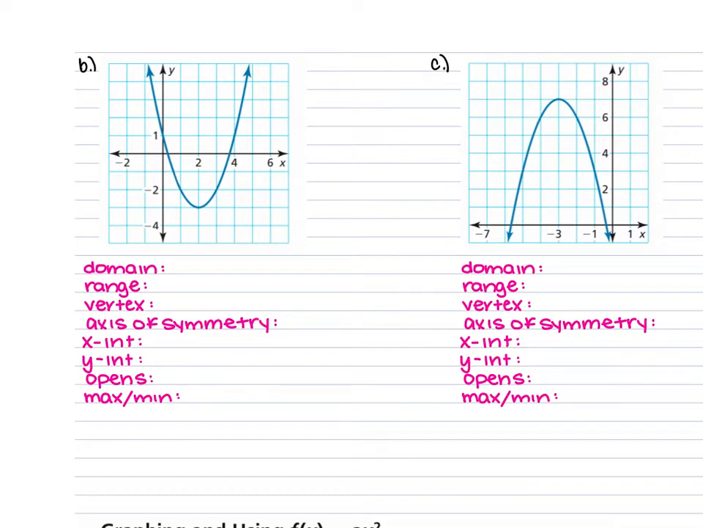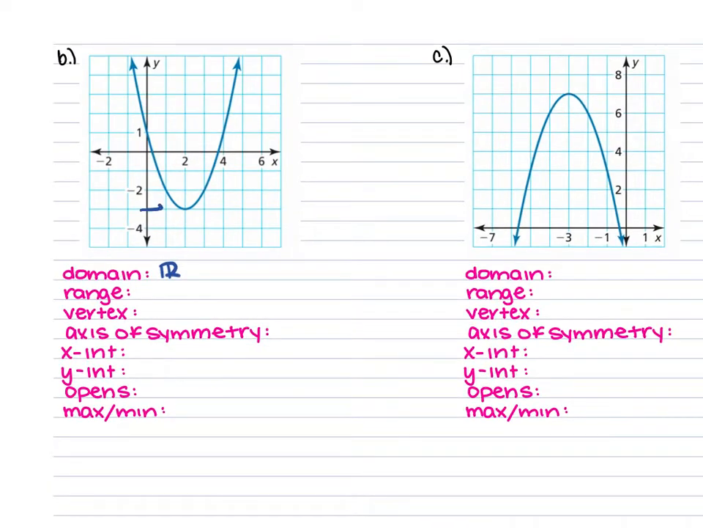Our domain of this parabola, again, automatically all real numbers. Our range, our lowest value is that -3 on the y. So then it goes up, so y is going to be greater than or equal to -3. Our vertex is the ordered pair, our lowest ordered pair here, so that's going to be (2, -3). The axis of symmetry is always x is equal to the x value in your vertex. So that's going to be x is equal to 2.